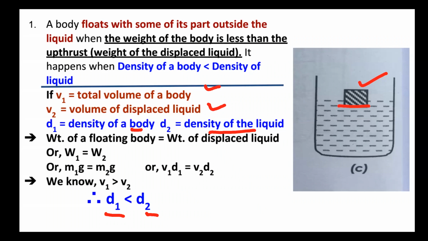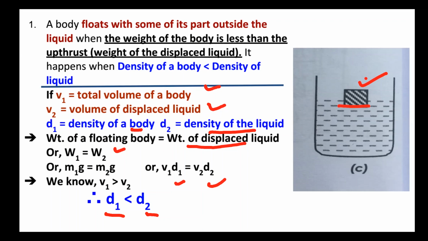According to it, floating body's weight is equal to weight of displaced liquid. Assuming W1 equals W2, where W1 is weight of body and W2 is weight of displaced liquid, and in place of W1 we put the formula M1g equals M2g. So finally we get V1 D1 equals V2 D2. In place of M1 we have V1 D1, in place of M2 we have V2 D2. But here V1 is greater than V2.